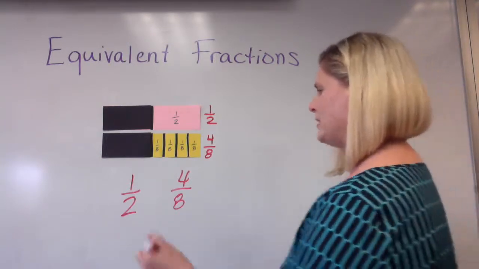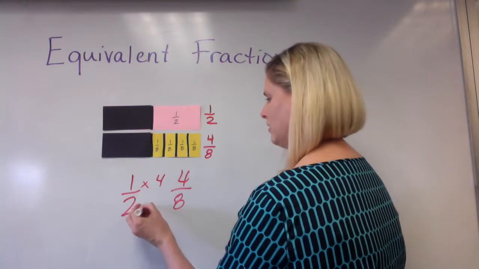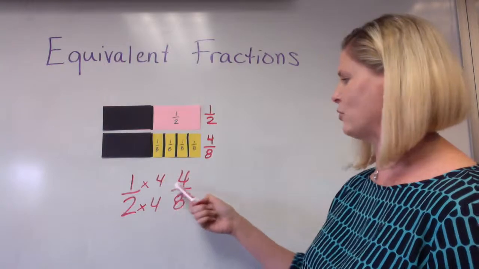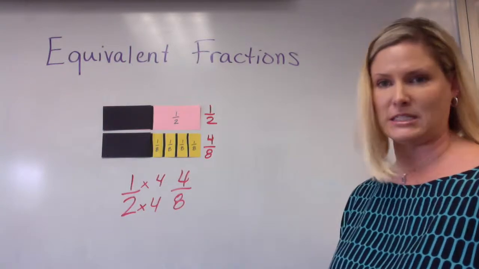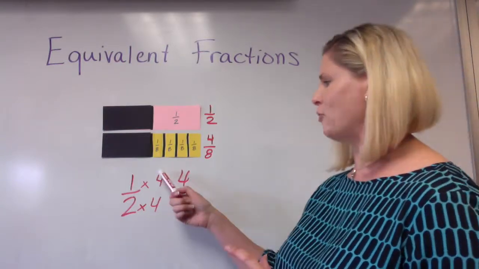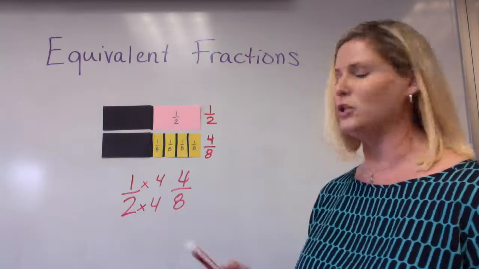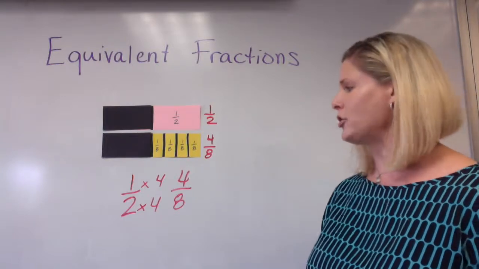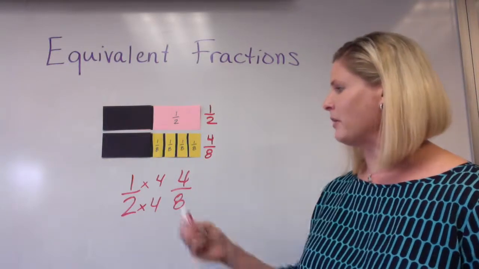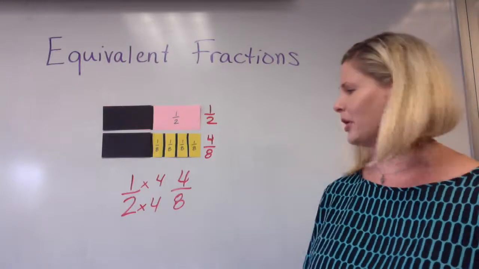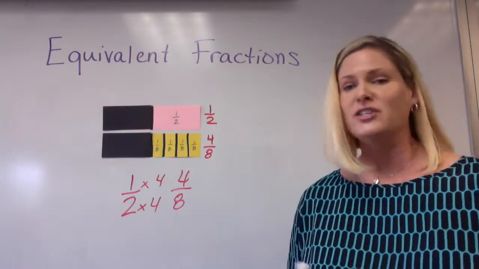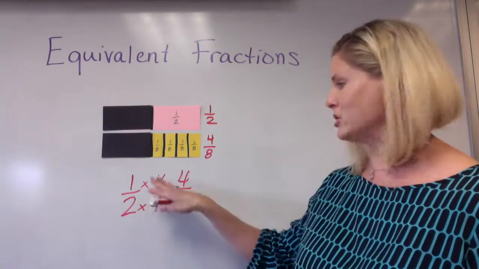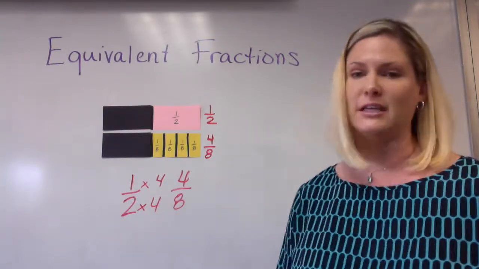I do. I'm hoping that you saw that 4 was the same. So in this case, 1 times 4 equals 4, 2 times 4 equals 8. By using 4 and multiplying it by both top and bottom, you will create an equivalent fraction. So using equations for equivalent fractions, all you have to do is find a number, multiply both top and bottom by the same number, and you will create an equivalent fraction. So any fraction that you would have here, multiply the numerator and the denominator by the same number, and you will get an equivalent fraction.